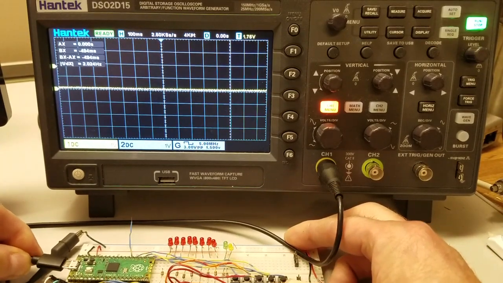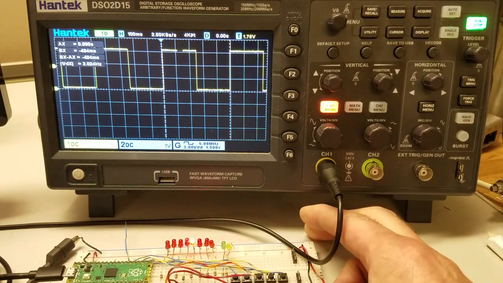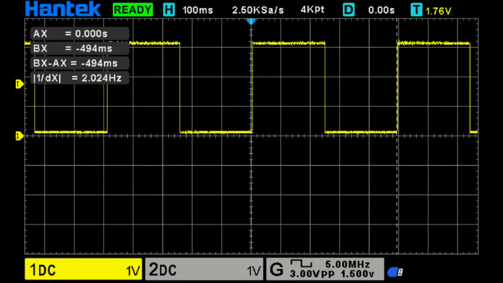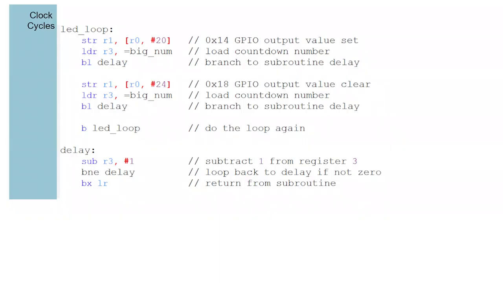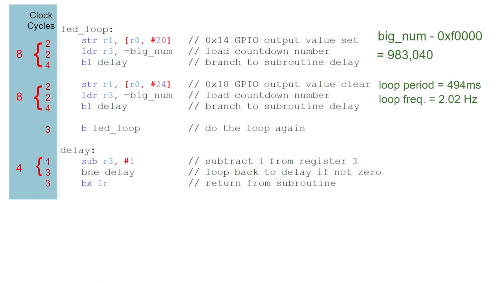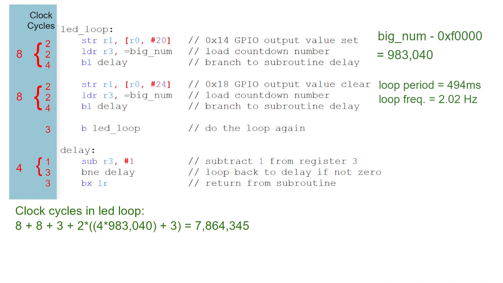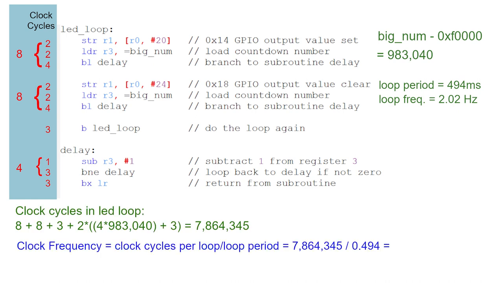Let's try it out. It seems to blink about twice as fast as the default ring oscillator clock. That sounds about right, since the crystal oscillator frequency is exactly 12 MHz. Let's see if I can correlate the timing of the blinking LED to the clock frequency. I added up the clock cycles in my LED loop. I got the clock cycles per instruction from the ARM Cortex-M0 Plus datasheet. As you can see from my calculations, each LED loop should take 7.86 million clock cycles. At an LED loop period of 494 milliseconds, that gives us a clock frequency of 15.9 MHz?